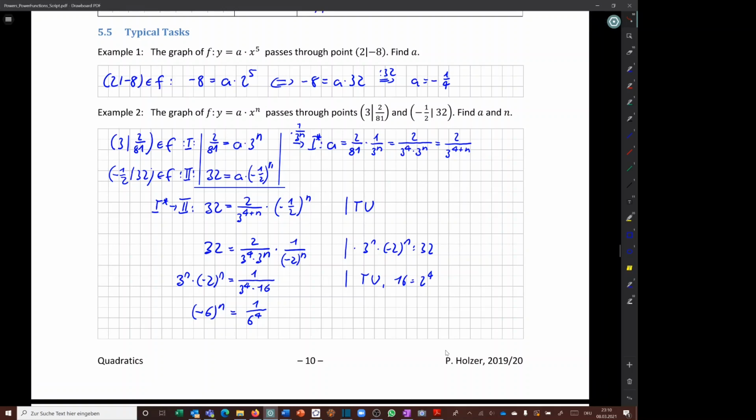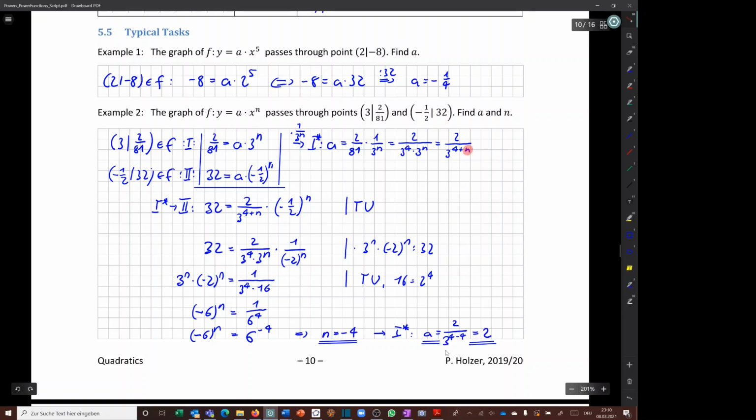And now we can rewrite the right hand side as 6 to the power of -4. So we have this equation, -6 to the power of n equals 6 to the power of -4, which yields that n is -4. We have to have the same exponent here. And since the n is now even, the minus disappears, minus something to the power of an even number, the minus disappears. So we found n equals -4, and the last step is to insert this n now here in 1 star to find finally a.